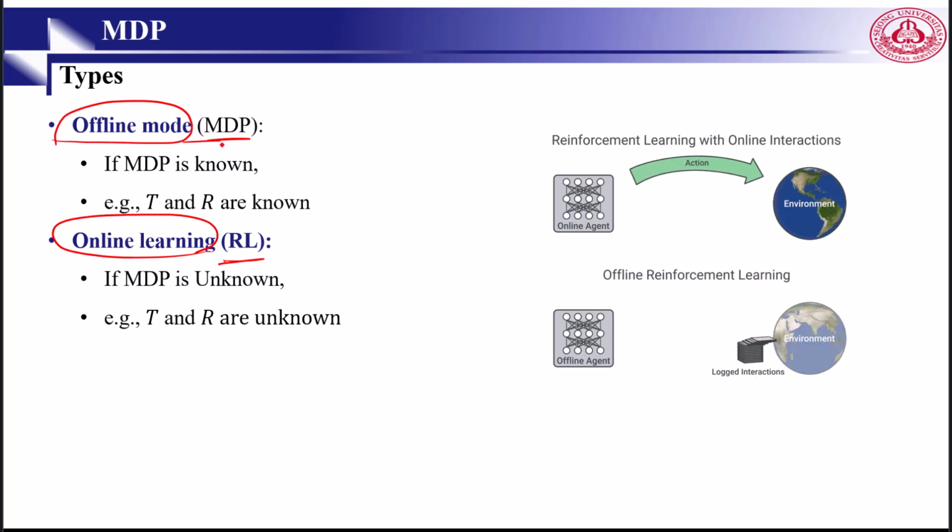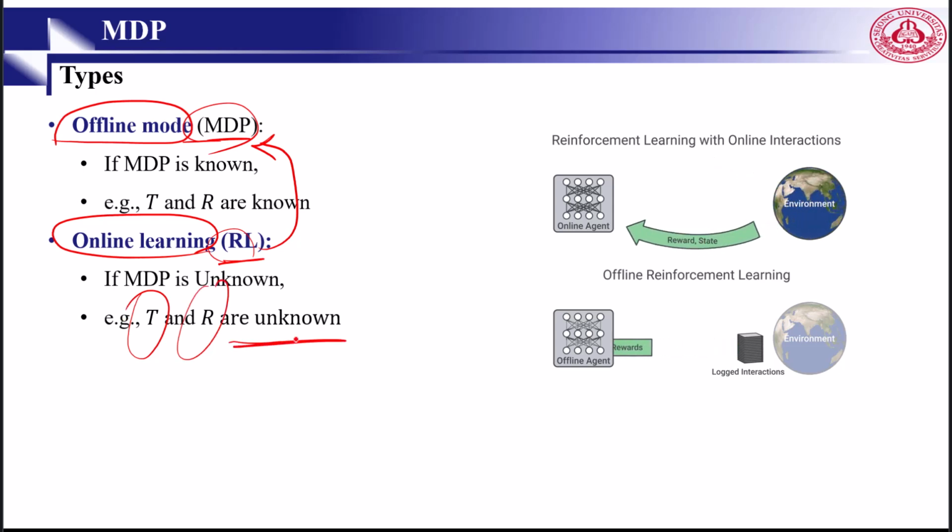These two are based on T and R. If it is offline, we deal with MDP, Markov Decision Process. Otherwise, it is online and we deal with reinforcement learning. It means reinforcement learning is an MDP, but we don't know T and R. So reinforcement learning is a type of MDP, but T and R are unknown to us.